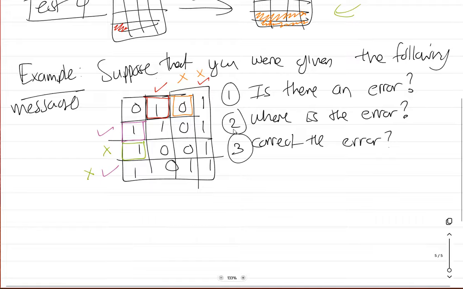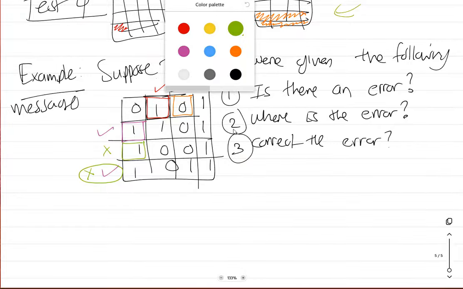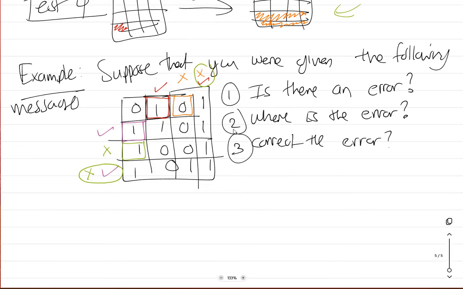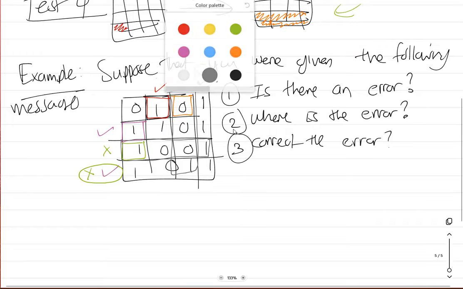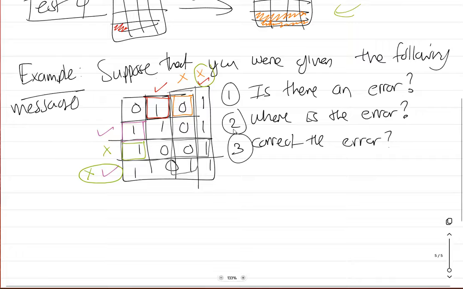Well, looking at this, we can see that this here was verified as correct. So we can ignore the other X. This was verified as correct. The only place that it could have occurred is where we were certain that there was an error. We were certain that in this particular column and this particular row, an error occurred. And it would have had to have happened at the intersection of those two, which will be the 0 over here. So we know exactly where the error occurred.